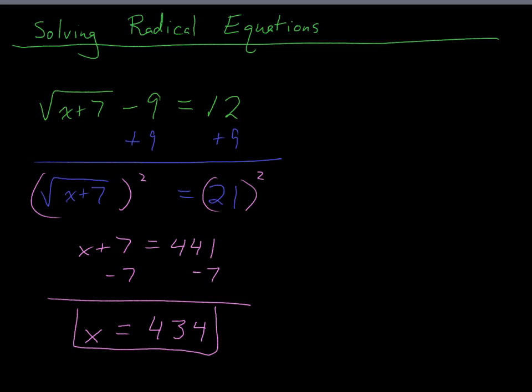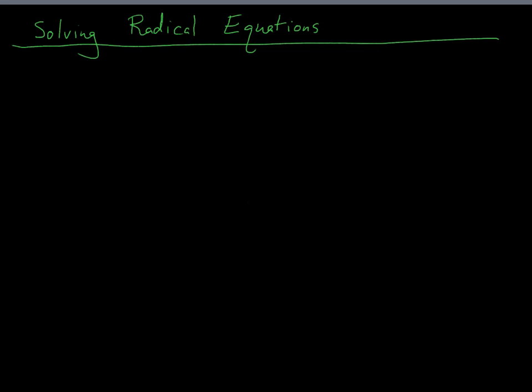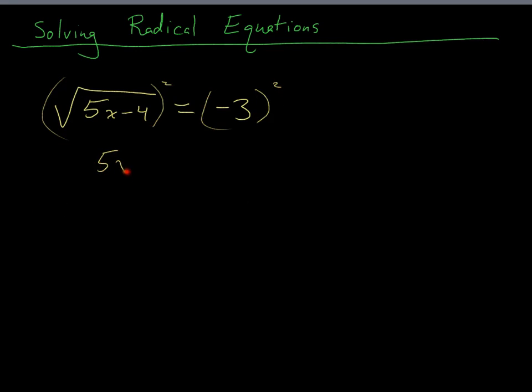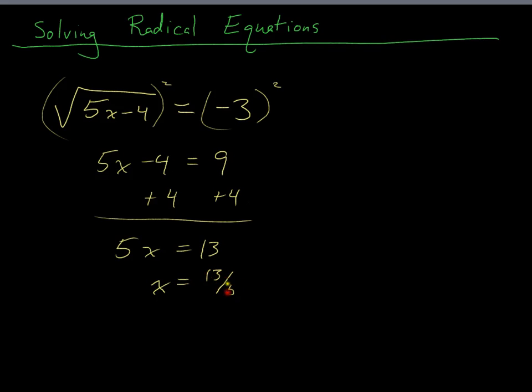Okay. Well, the interesting ones that don't work will pretty well come in the next video, but let's go ahead and do a silly one that doesn't work. Let's say the square root of 5x minus 4 is negative 3. Well, if you do your usual thing, first you'd square both sides. So you'd have 5x minus 4 is 9. Add 4 to both sides. 5x is 13. So x is 13 over 5.